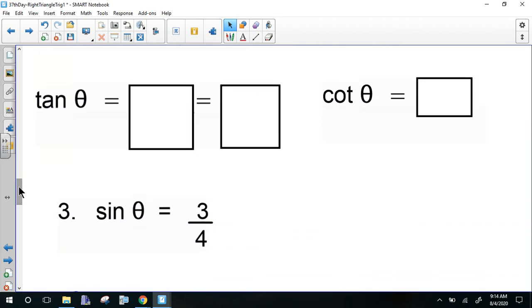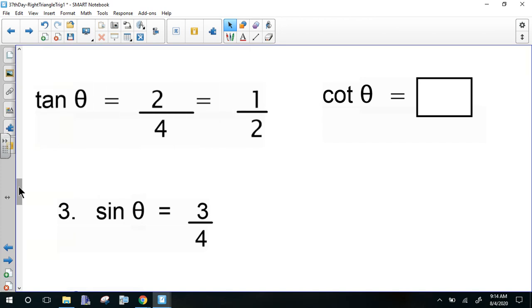Tangent is opposite over adjacent, 2 over 4, which is a half. If I flip that, I get cotangent. So you flip 1 over 2, you get 2 over 1.